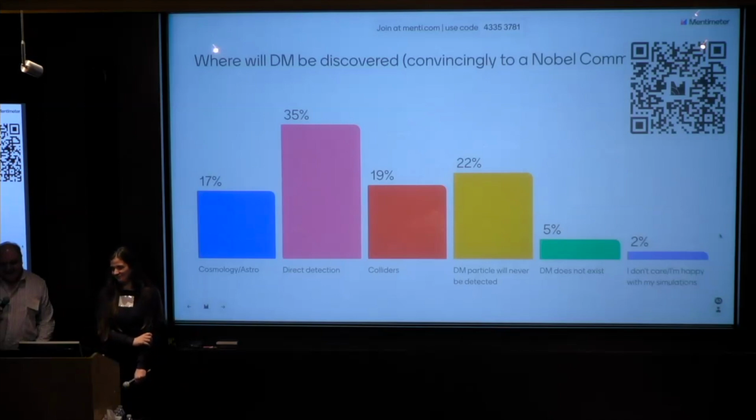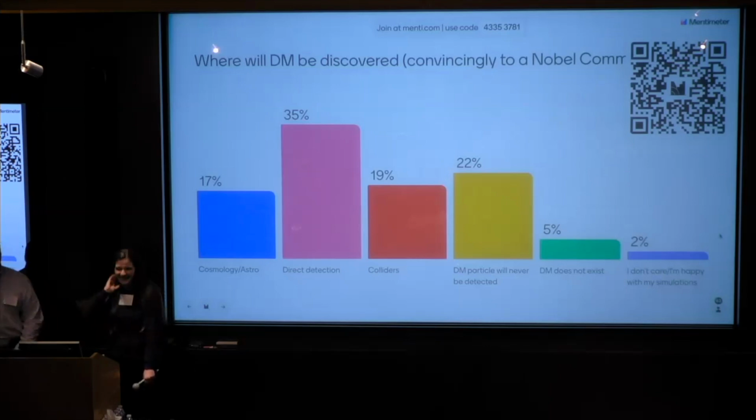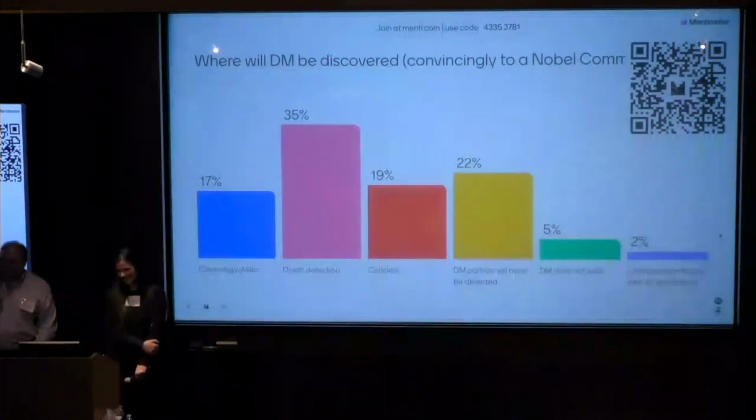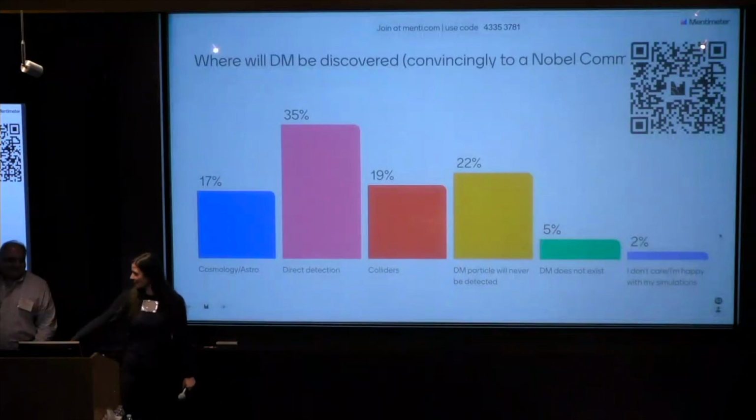Well, if the 22% are correct, what shall we do? I mean, the dark matter particle will never be detected. Does it mean it doesn't exist? Yes. They'll have to keep paying us to look for it for a long time. Oh. Okay, I think they fall in the 2% category. Yeah, let's move on.